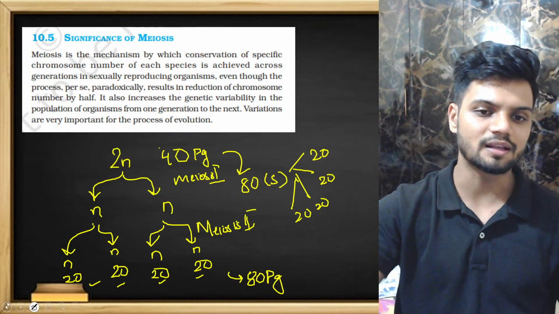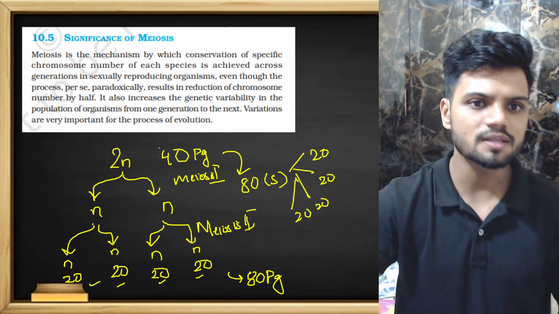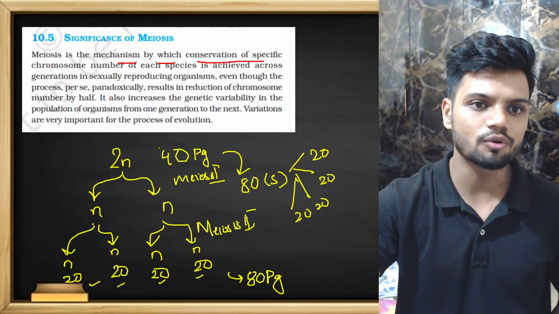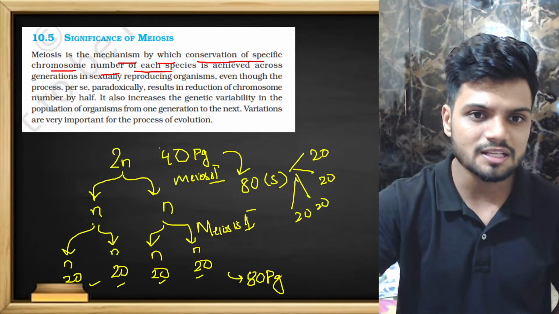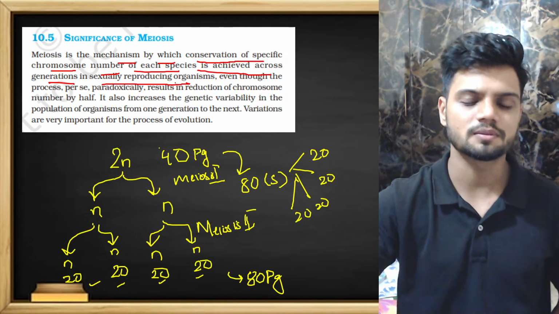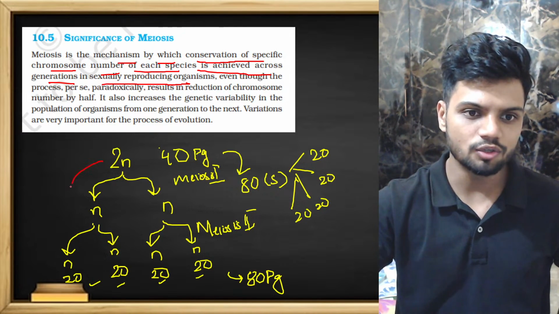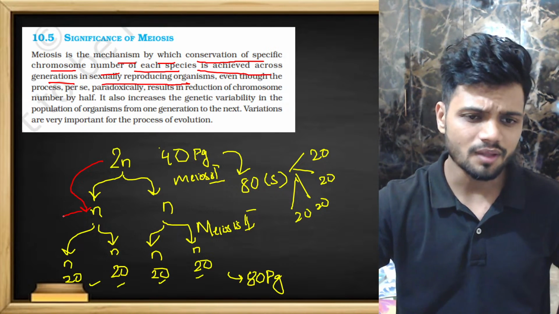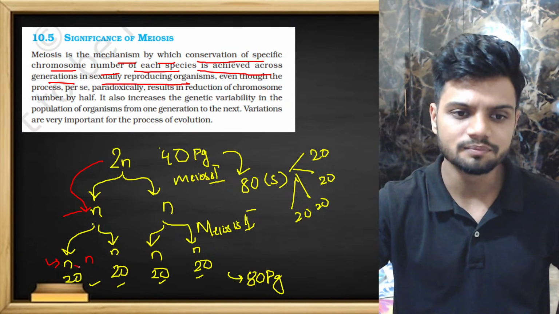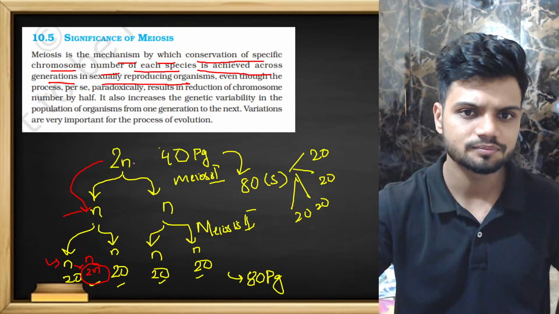Let's read the significance here, the last significance before we end today's class. Meiosis is the mechanism by which conservation of specific chromosome number of each species is achieved across generations in sexually reproducing organisms. That is, chromosome number is maintained, right? From 2N to N to N. Now this N and this one more N will join together from egg and sperm, and they'll end up becoming 2N again. The ploidy is maintained. Yes.